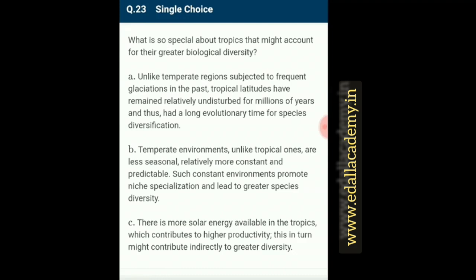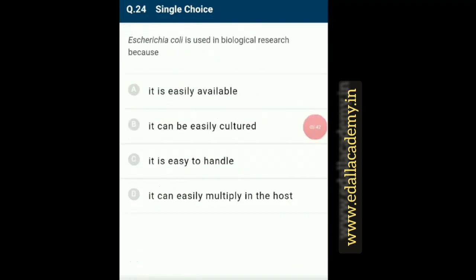These regions faced glaciation during the ice age, which was not observed in the tropic regions. So the answer is option C.